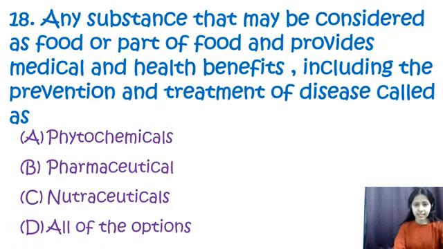Number 18. Any substance that may be considered as food or a part of food and provides medical and health benefits, including the prevention and treatment of diseases, is called: option A, phytochemicals; option B, pharmaceuticals; option C, nutraceuticals; and option D, all of the options. So the correct option is option C, that is nutraceuticals.